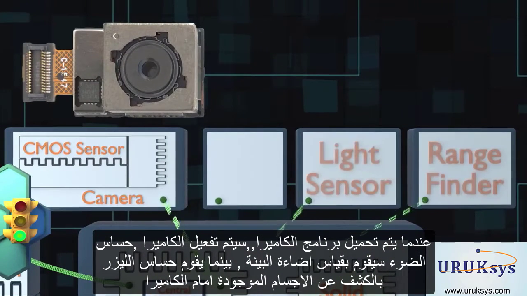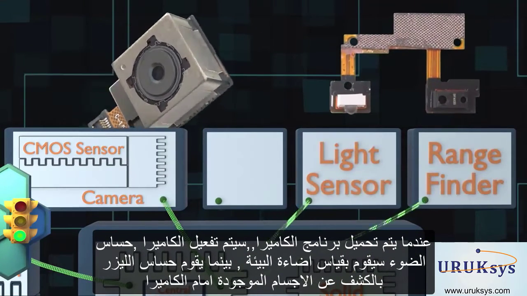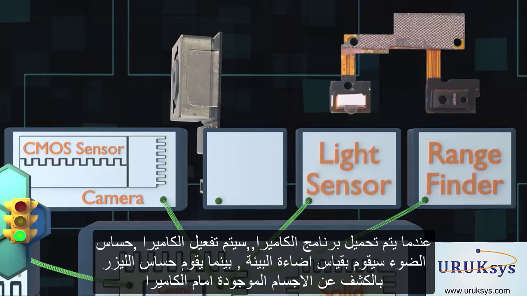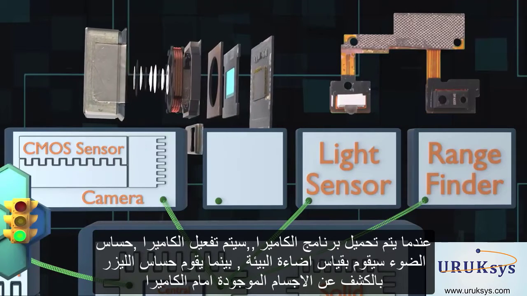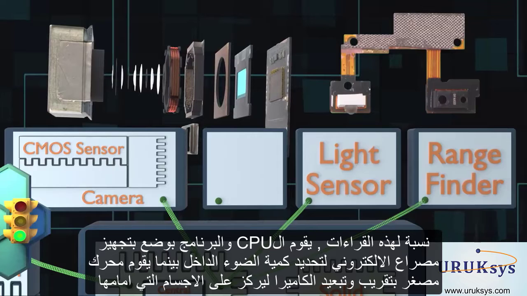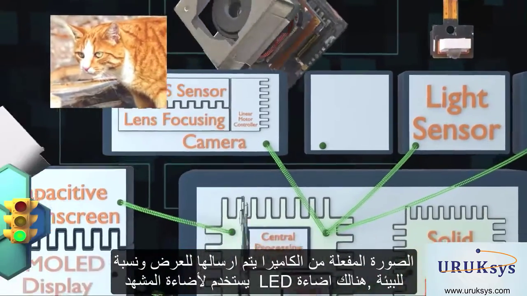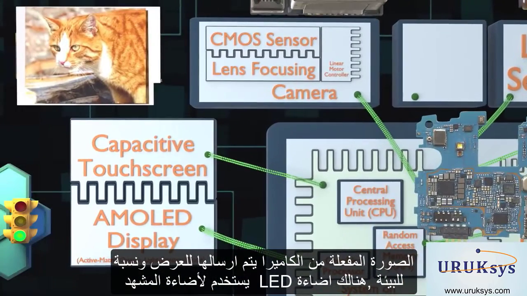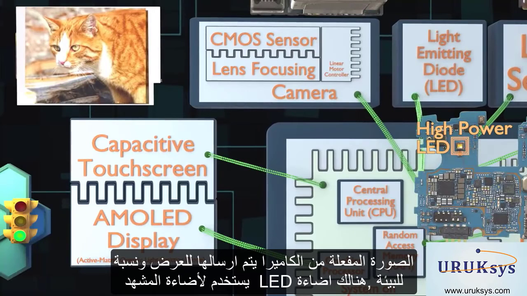A light sensor measures the brightness of the environment, and a laser rangefinder measures the distance to the objects in front of the camera. Based on these readings, the CPU and software sets the electronic shutter to limit the amount of incoming light, while a miniature motor moves the camera's lens forwards or backwards in order to get the object in focus. The active image from the camera is sent back to the display, and depending on the environment, an LED light is used to illuminate the scene.